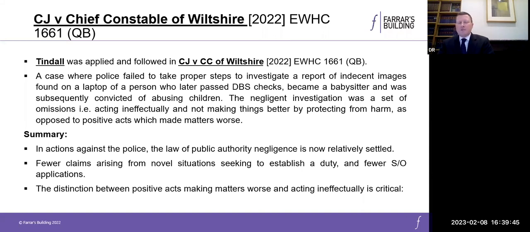And so those aspects of negligence were a set of omissions, acting ineffectually, not making things better and protecting from harm by failing to do something, as opposed to a positive act which actually made matters worse. And that's the distinction that underlies the factual basis of the other Court of Appeal case, which we'll come on to look at. The slide there then summarises, therefore, that in terms of certainly public authority liability for personal injury claims in negligence, in particular against the police, is a relatively settled position. There would be fewer novel cases and fewer strikeout and summary judgment applications.